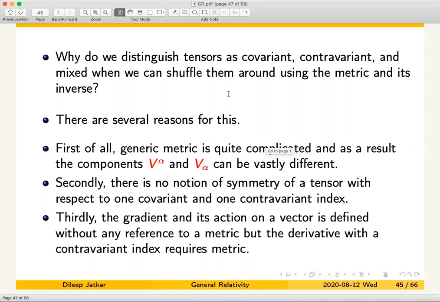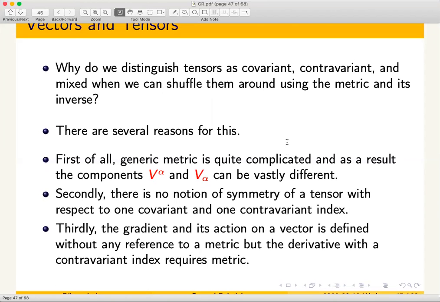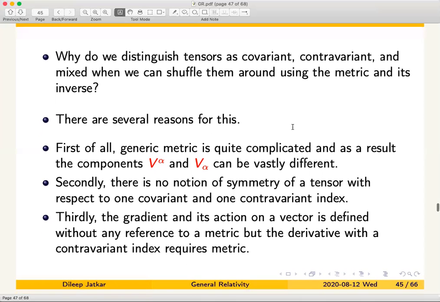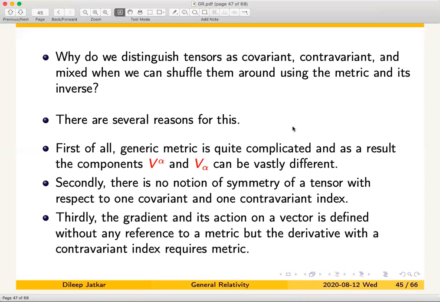Okay, so let's continue. The second reason is that you may have to shuffle the indices up or down just to study the symmetry, but the mixed tensor may be a more useful object to work with, in spite of knowing that it may have certain symmetry or anti-symmetry property when it is purely covariant or purely contravariant. The third thing is that the gradient operator and its action on a vector is defined without any reference to a metric.